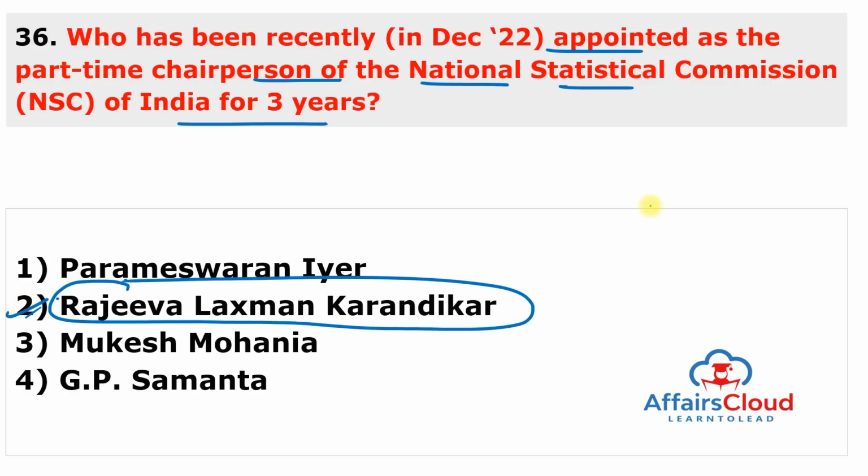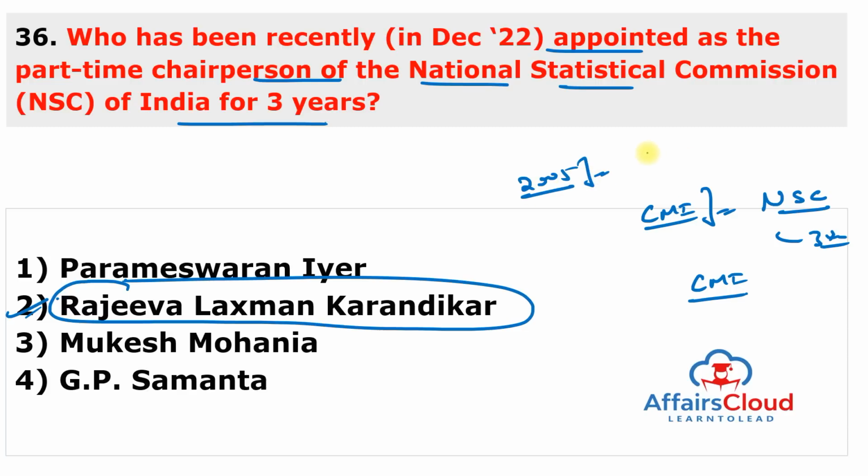So Government of India appointed Rajiva Lakshman, professor at the Chennai Mathematical Institute or CMI, as a part-time chairperson of the National Statistical Commission for India for the time period of 3 years. And Rajiva Lakshman will hold the part-time chairperson role as an additional responsibility while continuing as the professor at the Chennai Mathematical Institute. And NSC, this institute is very important, National Statistical Commission. It is an autonomous body which was established in the year of 2005 under the recommendation of the Dr. C. Rangarajan Commission. And the commission has a part-time chairperson, 4 part-time members and an ex officio member.